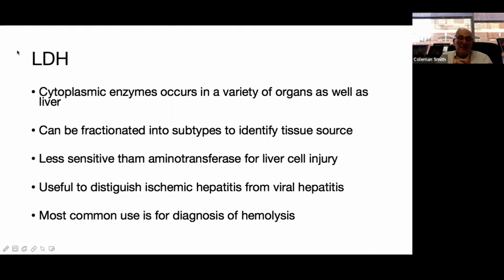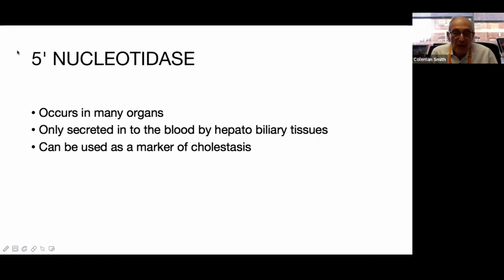And 5' nucleotidase, just for completeness, used to be used a lot more than it is now. Once again, it occurs in many organs.